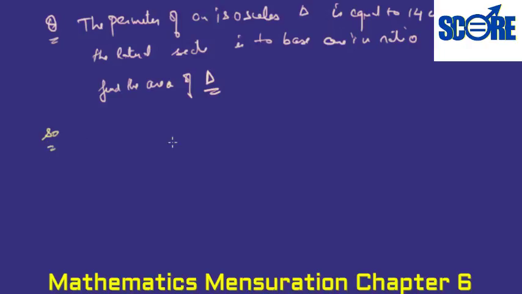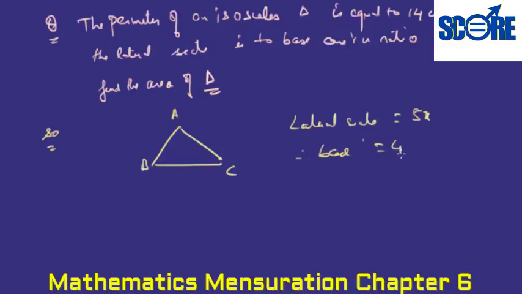It is given the isosceles triangle. Let this be the isosceles triangle ABC. Now let the lateral side be 5x. Therefore the base would be 4x. Now let this be the base. This will be the lateral side.